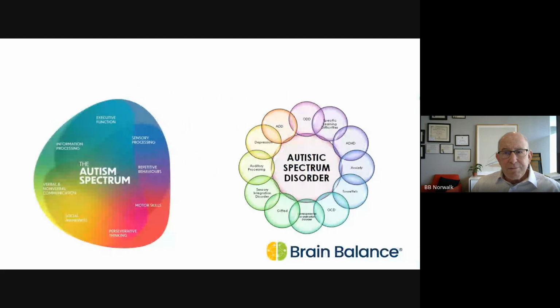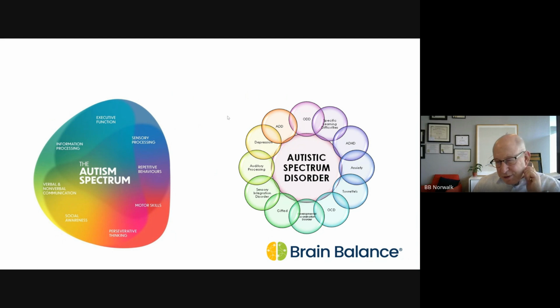So if we look at this next slide, we understand that we use the term spectrum. Being on the autism spectrum really means that an individual's brain is processing information differently. It could affect social interactions, it could affect communication skills, behavior patterns, but it's important to realize that every individual with autism experiences it differently. So there's no two people with autism that are exactly alike.